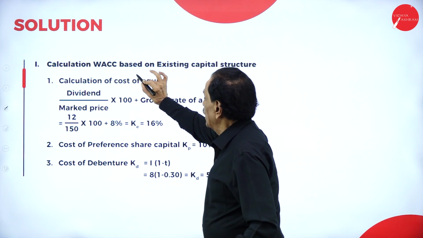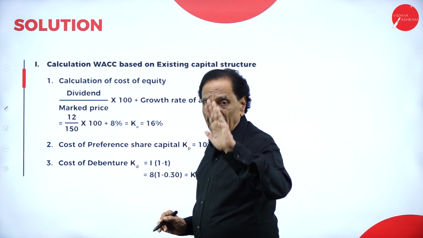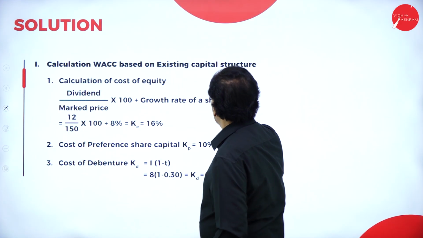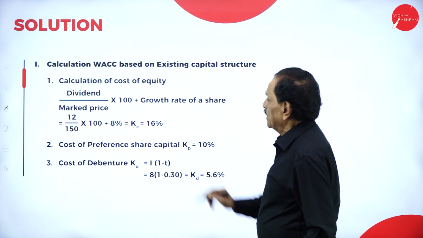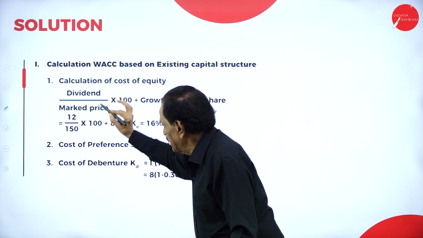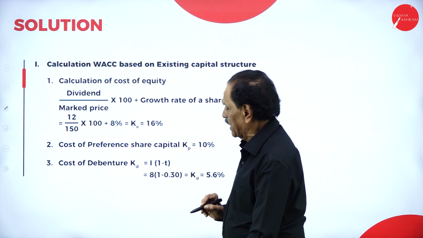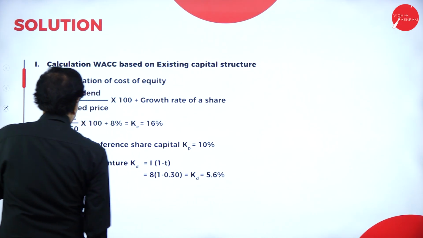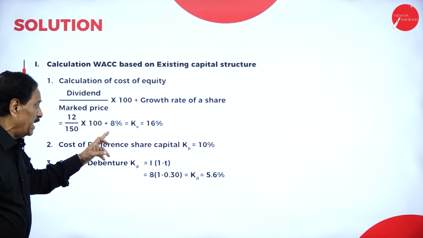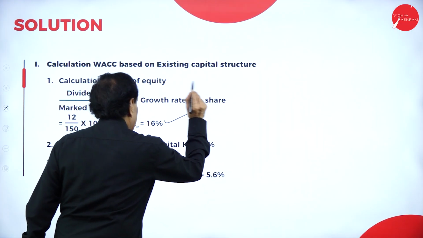First, calculation of WACC, means weighted average cost of capital, is based on existing capital structure. So calculation, what's the formula I told you? Dividend divided by market price of the share into 100 plus growth rate of the share. What's your dividend? 12 rupees. Market price of the share is 150 into 100, plus 8%. So KE, means cost of capital, works out to 16%.